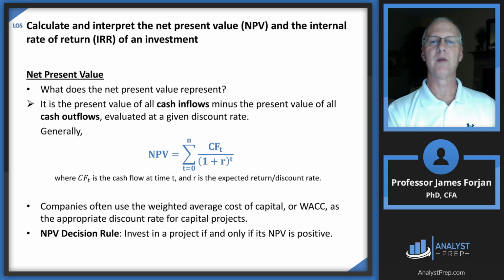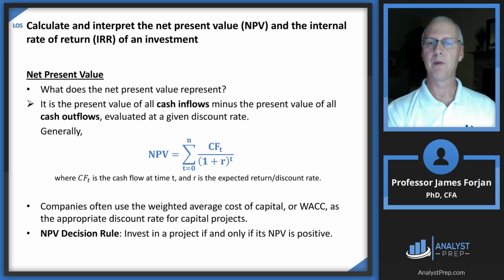What exactly does net present value represent? Well, mathematically, there's a nice formula there. It's simply the present value of all of the cash inflows minus the present value of all of the cash outflows. And those cash outflows typically occur in time period 0. And this is evaluated at a given discount rate. So there's a good formula there. There's the summation sign, which means we're going to have a bunch of cash flows discounted at the discount rate, and then we're going to put a bunch of plus signs in between those cash flows.